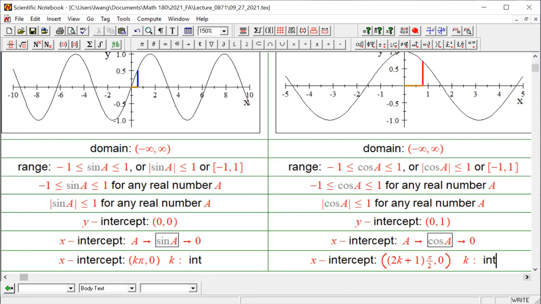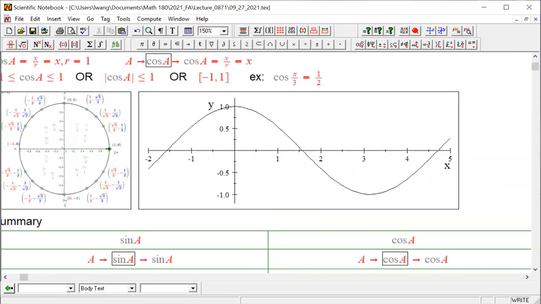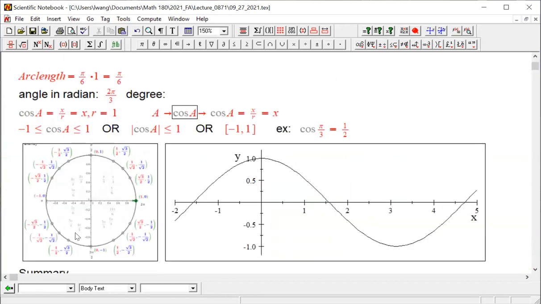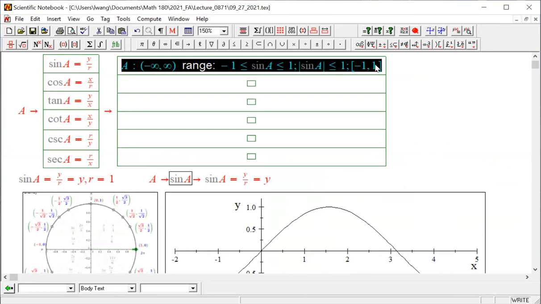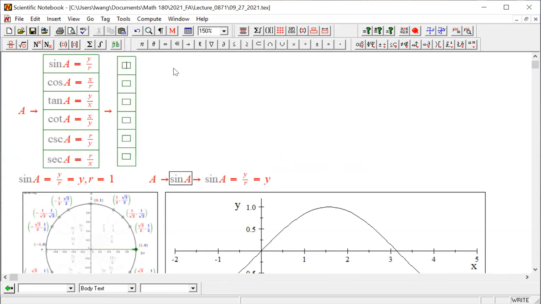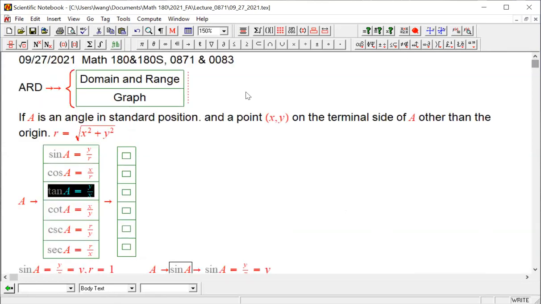So let's look at tangent and cotangent. Now, for tangent, I will have to recall the definition. I think we have a better summary over there. So I'm just going to look at tangent and cotangent. The definition tells us some other stuff. For example, for tangent, we're back to the definition.